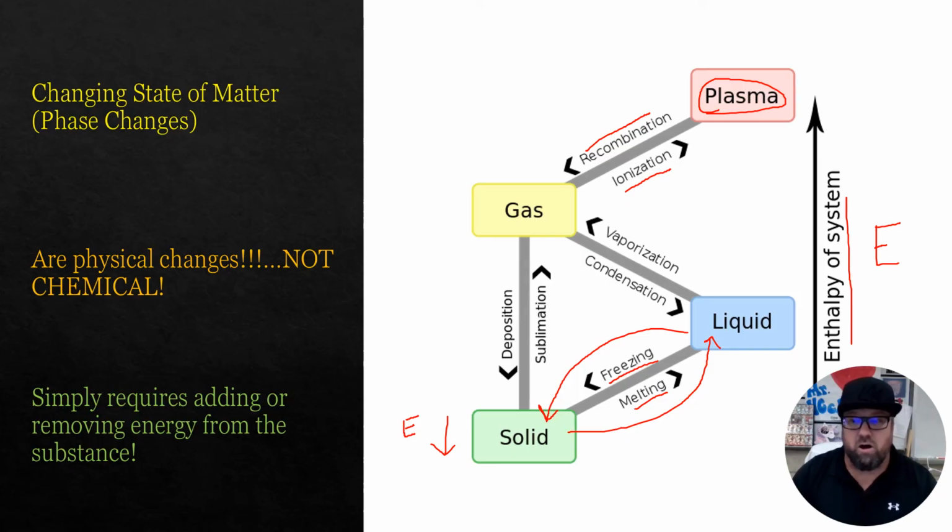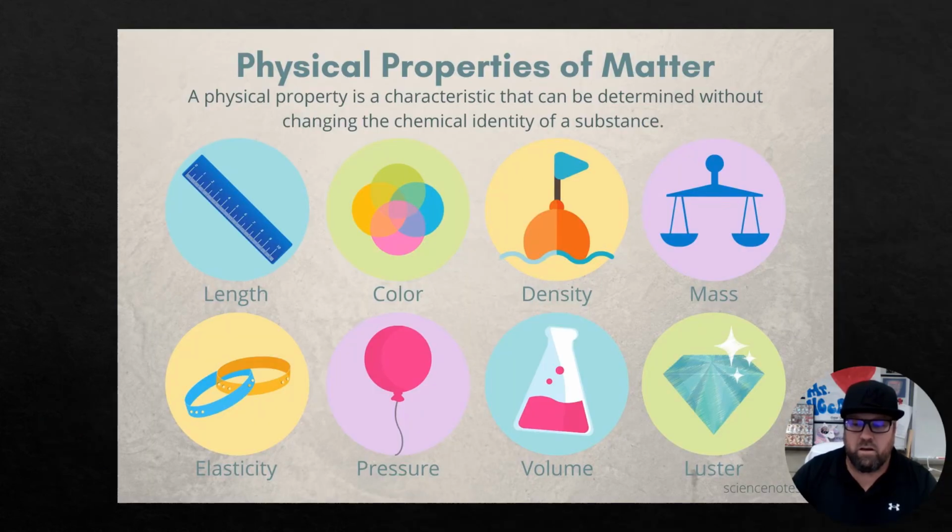And remember, all phase changes are physical changes, and you're either adding or removing energy from the matter to get it to phase change. Now, when we talk about properties of matter, we have a couple of ways that we can classify. We have physical properties versus chemical properties.